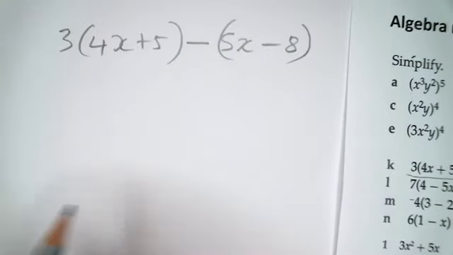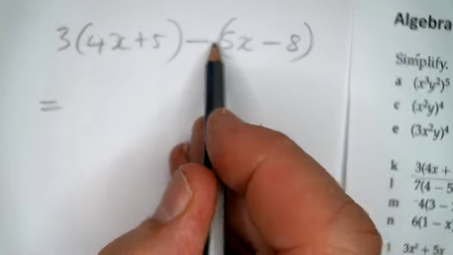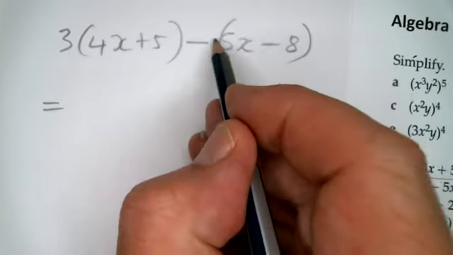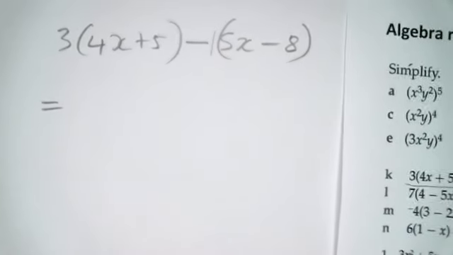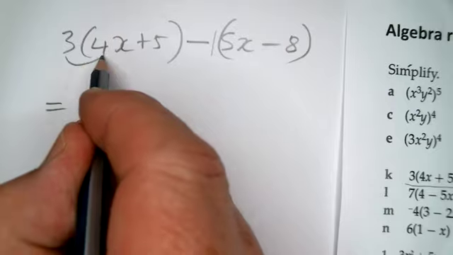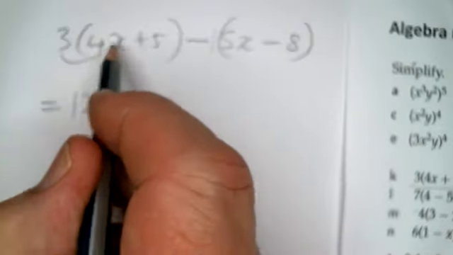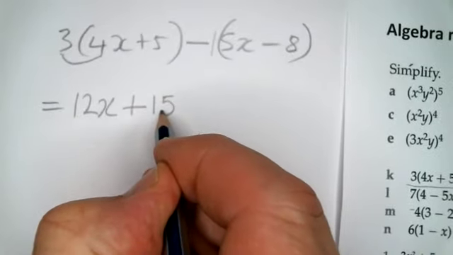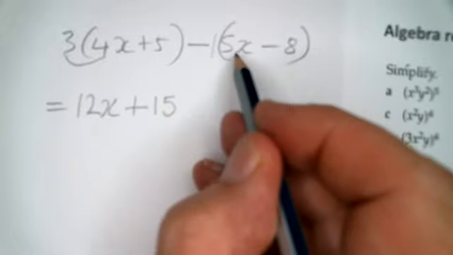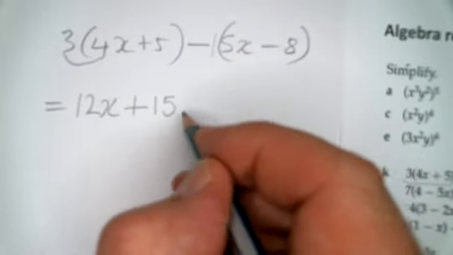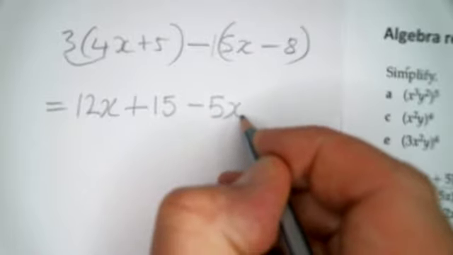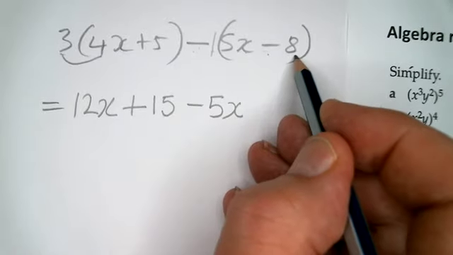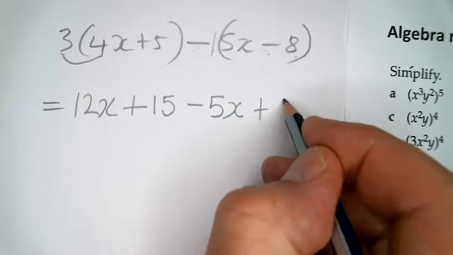So the way to think about this is to consider the coefficient, the thing in front of the brackets. And if there's nothing, we just consider it to be a 1. So let's have a look how this plays out. 3 times 4x, or 3 fours are 12, so 12x, plus 3 fives is 15. Now, I've got a minus 5x, or minus 1 times 5x, if you like, which is minus 5x. And I've got a minus 1 times negative 8, or a minus minus 8, if you like. Well, minus minus is plus 8.